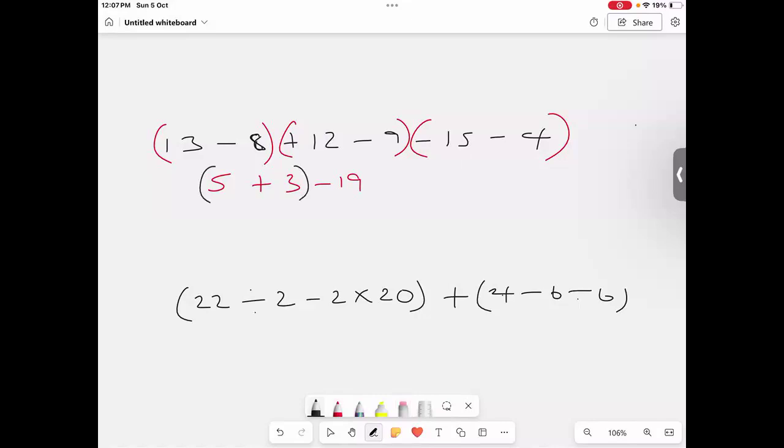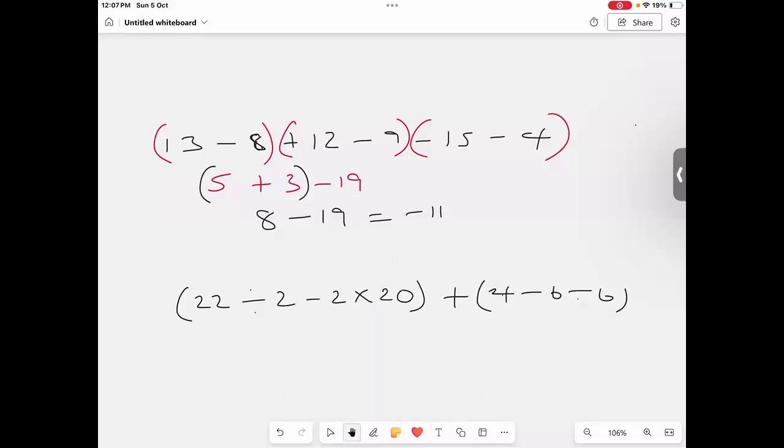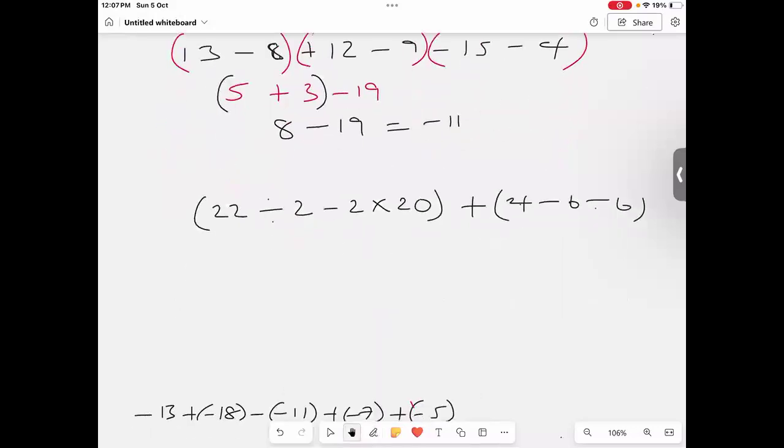Let's get right here. 5 plus 3 gives you 8, minus 19. If you work out the math, 8 minus 19, with or without the calculator, you should find that your answer here is negative 11. I hope you guys are getting the hang of that. Let's move on to the next question. We don't want to spend a long time here; we want to enjoy the entire tutorial.